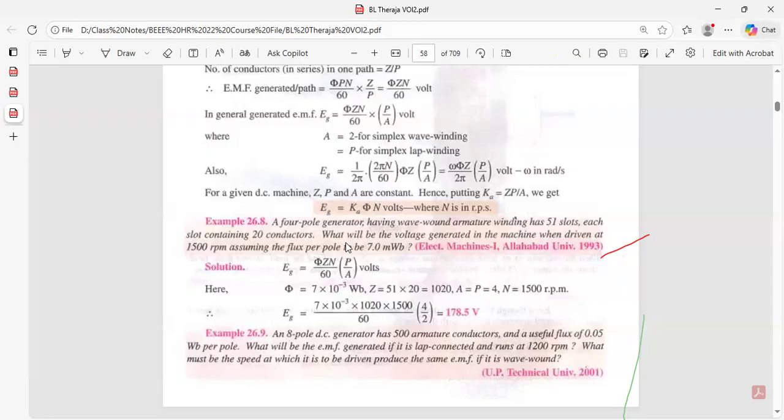Is it clear? EMF equation of DC generator. What is the voltage developed in the armature winding? 178.5 volts. This is the voltage developed in the armature winding.